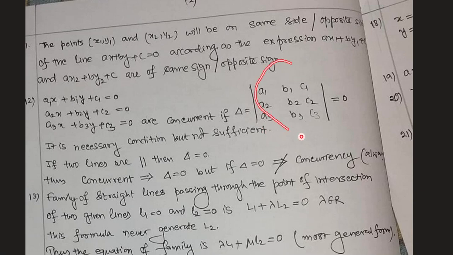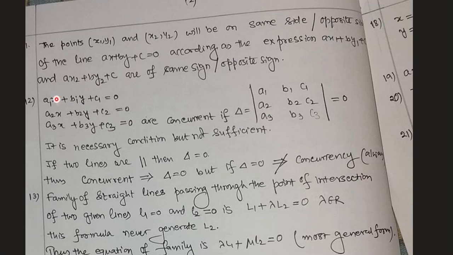Because the determinant being 0 does not always imply that all three lines are concurrent. Why? Because if two lines or three lines are parallel, then the value of the determinant is 0, because the coefficients are proportional. So in that case the determinant is 0, but the lines are not concurrent. So what I want to say is that if the lines are concurrent, then it is confirmed that the determinant is 0, but the determinant being 0 does not always imply that the lines are concurrent.